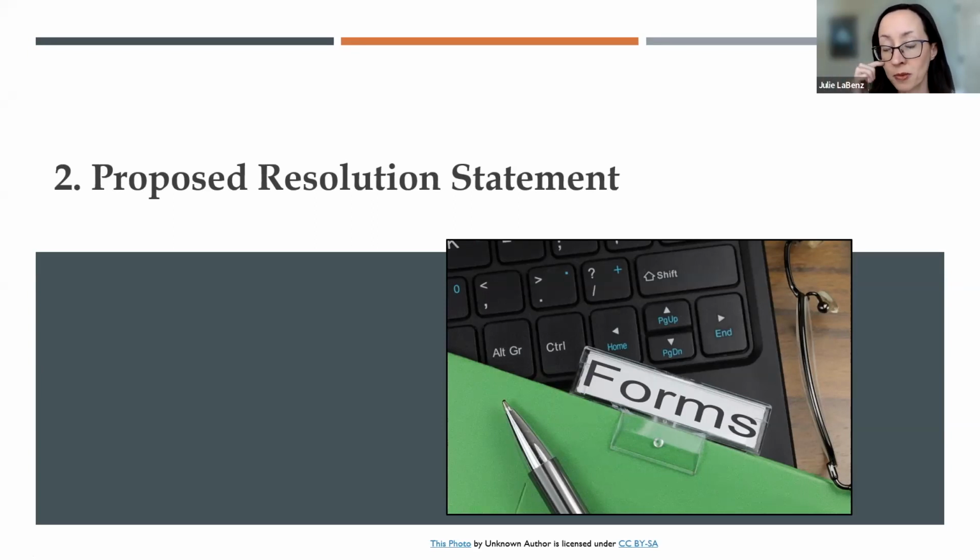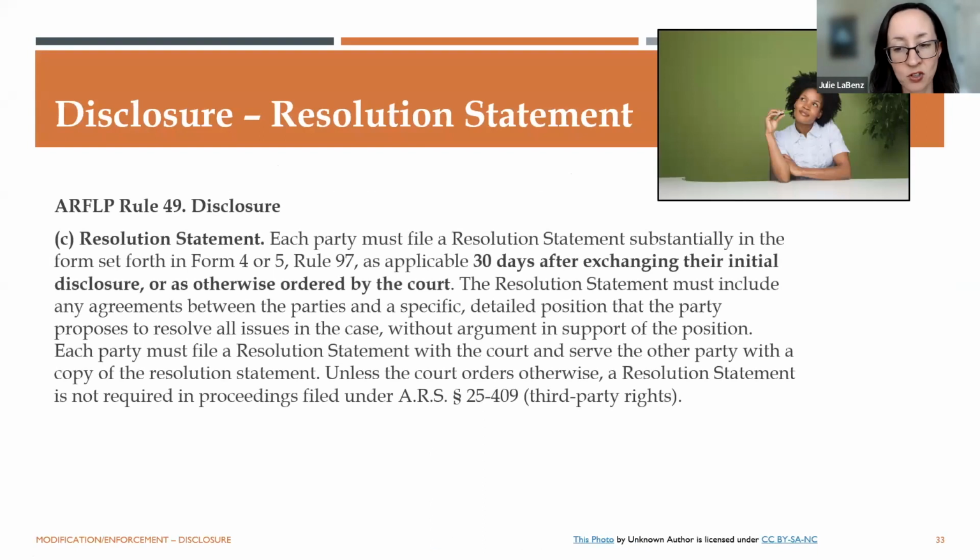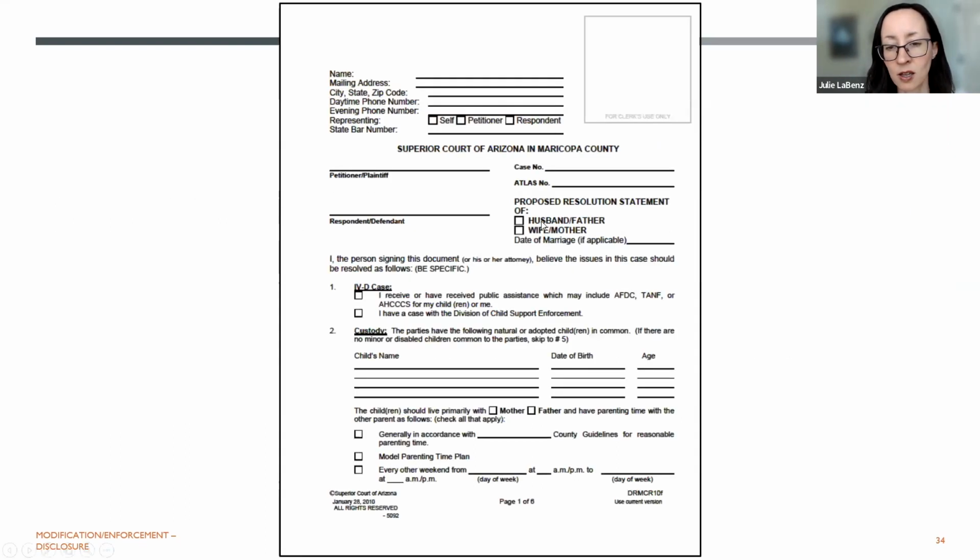Also, part of the disclosure requirements are to file a proposed resolution statement. So under Rule 49, it's due 30 days after exchanging the initial disclosure statement or is otherwise ordered by the court. Keep in mind that if the court sets a resolution management conference, they'll want you to file a resolution management statement 3 to 5 days prior. So really keep an eye on your court orders to see when your resolution management statement is due. And it's called the proposed resolution statement. I just called it a resolution management statement, but to see when your proposed resolution statement is due.